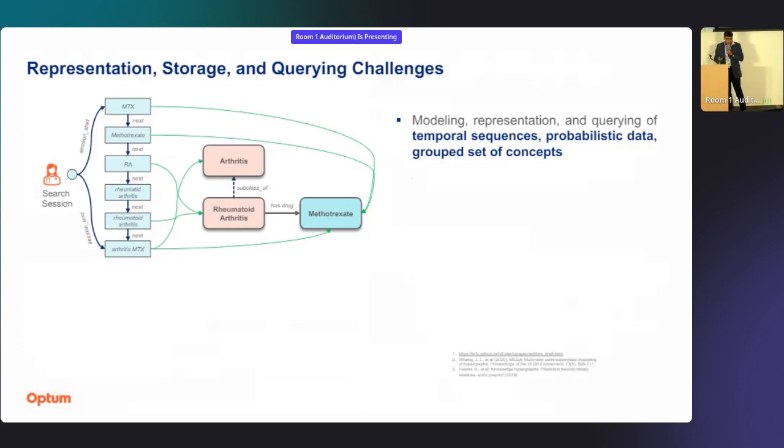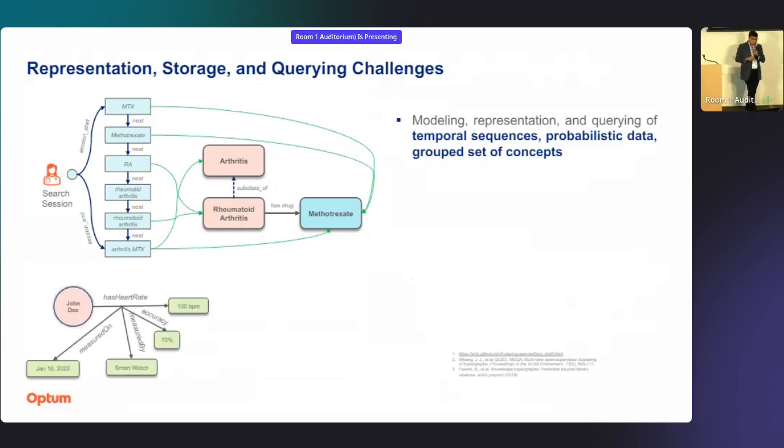And there are other challenges as well, depending on the use case. This is a use case for search session classification. So you have a clinician who is coming here with all these different search queries, and they are in a sequential pattern, which can be mapped to different concepts in a graph. And maybe you want to use something like graph neural networks or Node2Vec to classify those different search sessions.